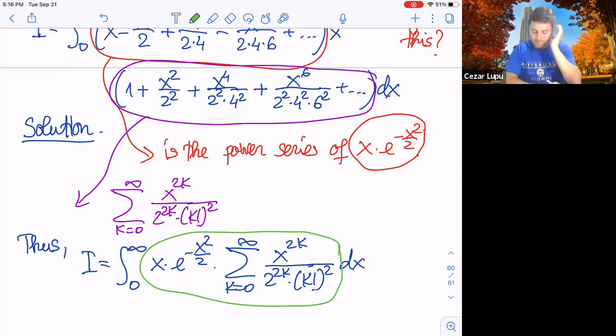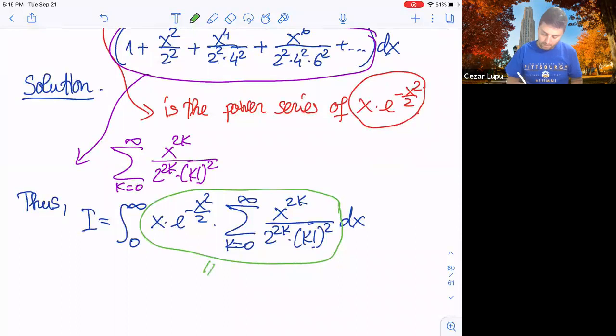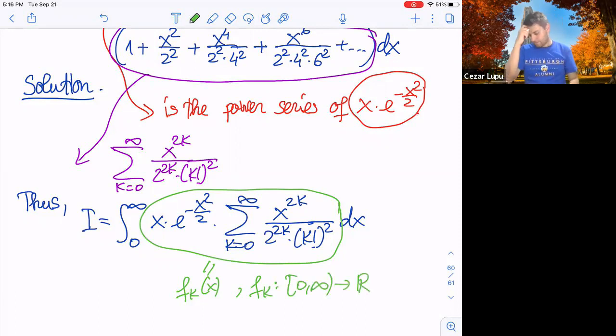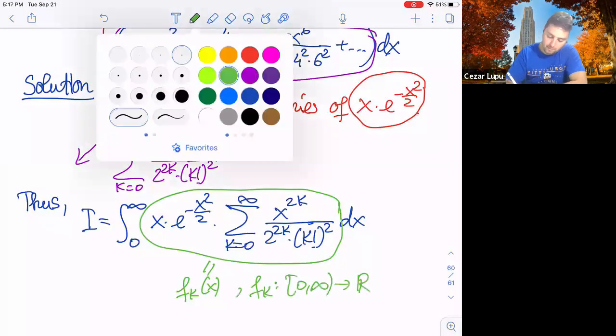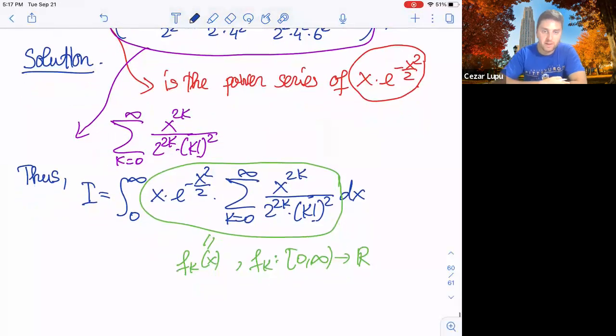So this is like a power series. So let's denote this by, say, f_k of x. Now, let's see. This converges pointwise to what? To what function? That will be interesting to see.